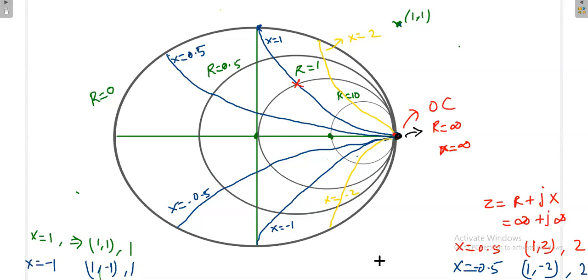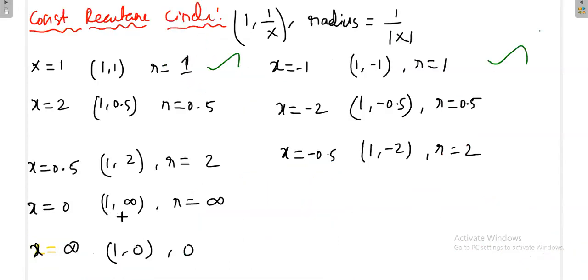Now what will happen if X is equal to 0? Anybody? If X is equal to 0, your center point is 1 comma infinite, your radius is infinite. Yes, sir. What will happen if the radius of the circle is infinite? Anybody? End of circle. If the radius of the circle is infinite, what will happen? Short circuiting. Short circuited. Radius has to be infinite.